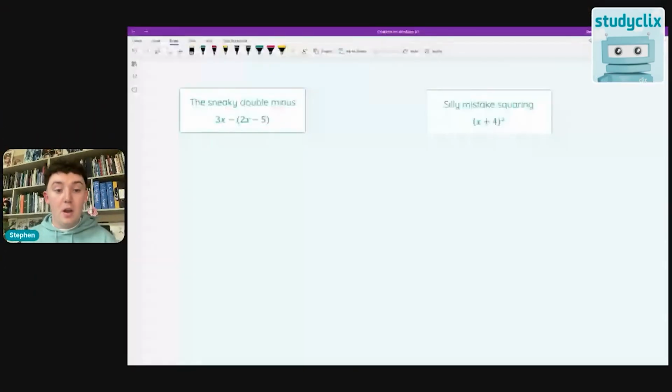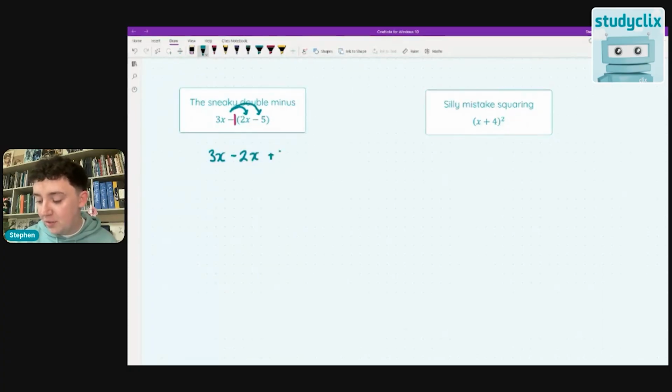So if I jump over to my tablet here, the first mistake, I saw it today in class alone with 2 students in 2 different groups, the sneaky double minus. So when we're simplifying this, 3x minus in brackets, 2x minus 5, some people often think that there's a -1 multiplying into that bracket. So what I need you doing is saying we keep our 3x, we multiply the -1 by the 2x to give me -2x, and I multiply the -1 by the -5 to give me a +5.